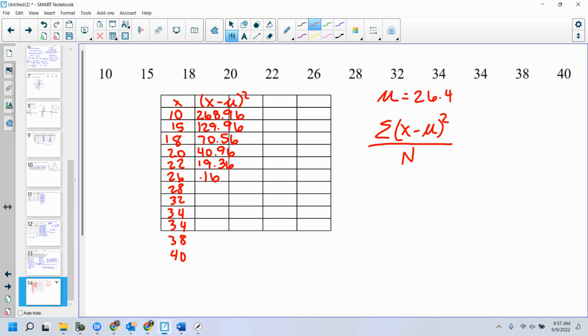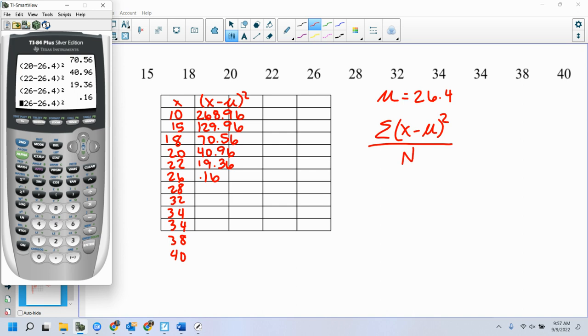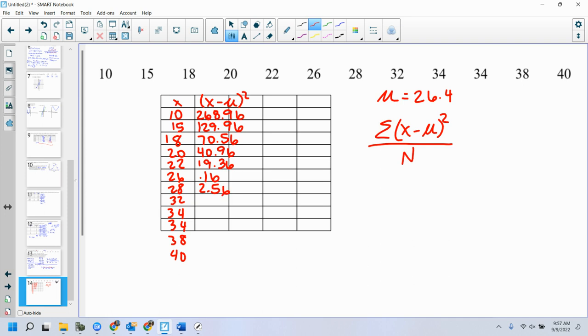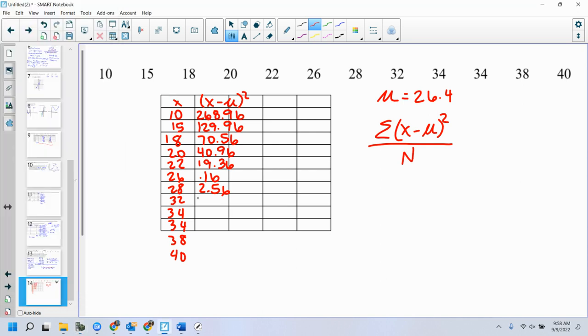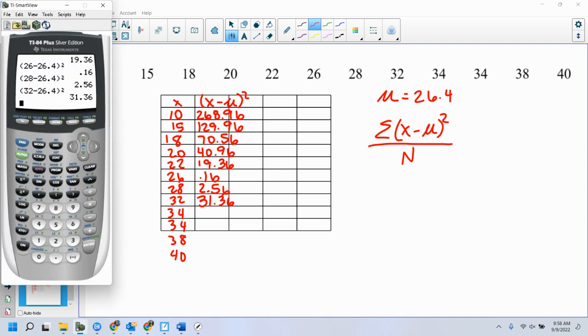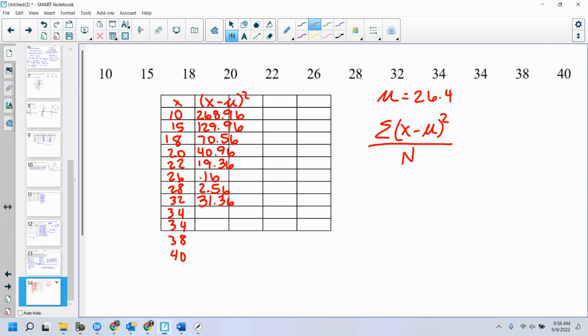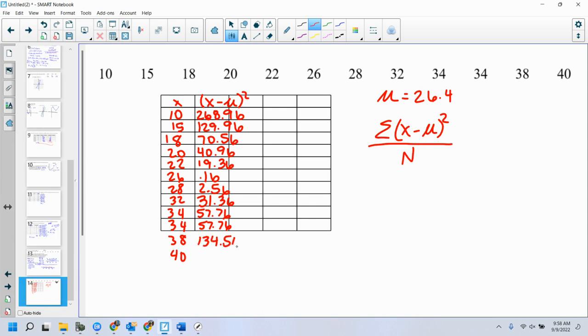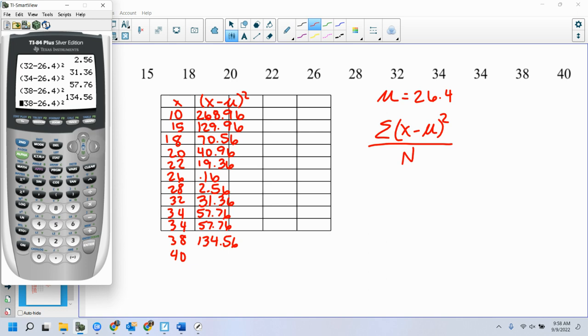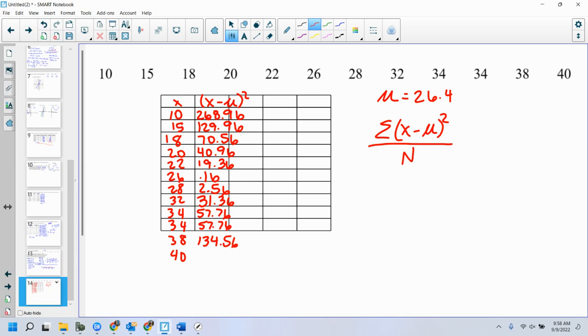26 gives 0.16. 28 is going to give me 2.56. 32 gives 31.36. 34, and I have two of these, gives 57.76. 38 gives 134.56, and then my last one here, 40, gives 184.96.